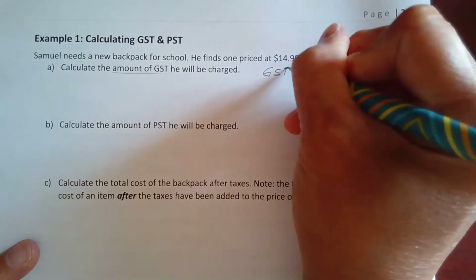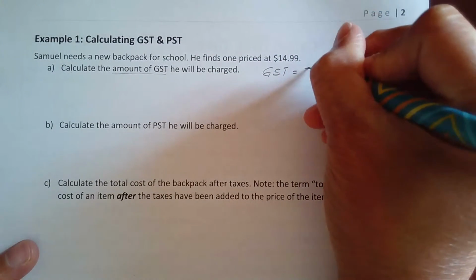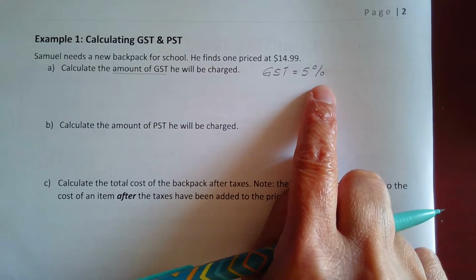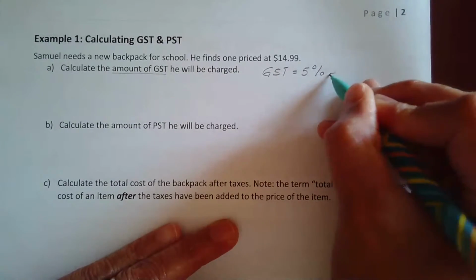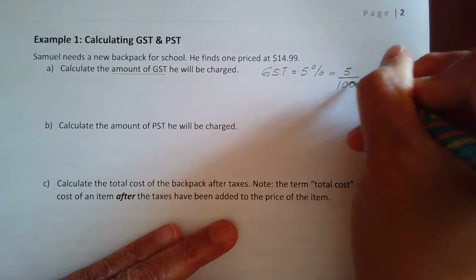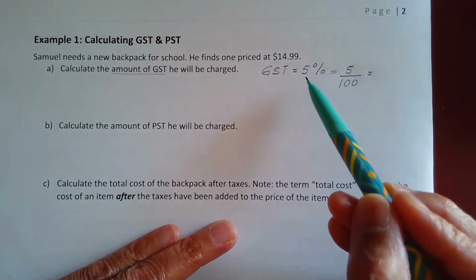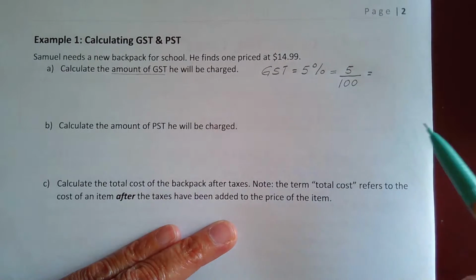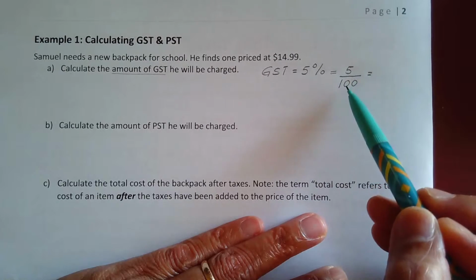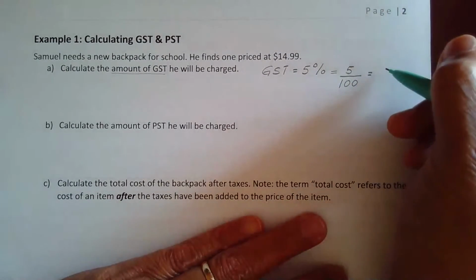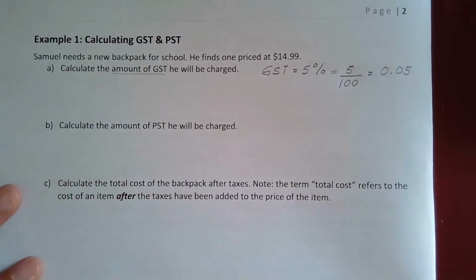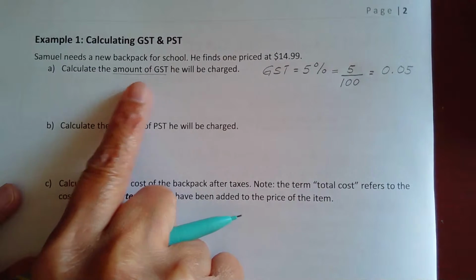GST, as discussed on a previous page, is 5%. So 5% of the item. 5 percent means 5 per 100. So what we need to do first is convert the 5% into an equivalent decimal value. Knowing that 5% means 5 per 100, or 5 divided by 100, which is equal to 0.05, we're going to use this to calculate the GST.